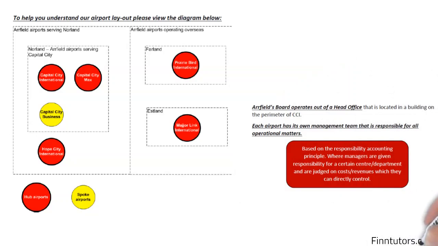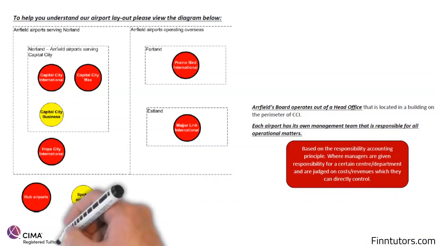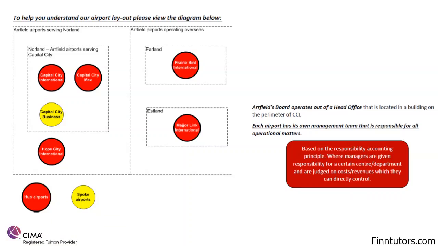To make it easier for you, see that airports serving Norland are 3 airports. You have Capital City International and Capital City Max, which are hub airports. You have Capital City Business as well. Now in Norland, you have Hope City International Airport, which is also part of your portfolio. This is in Norland itself. If you want to look at airfields, we are operating overseas, or airports we are operating overseas. In Farland, we have Prairie Bird International, and in Estland, we have Major Link International.